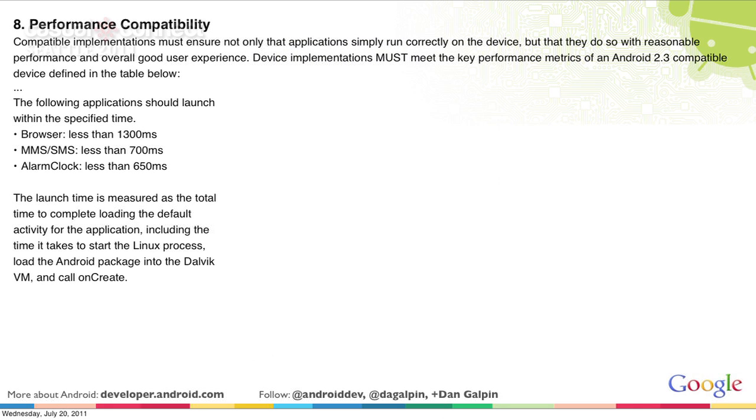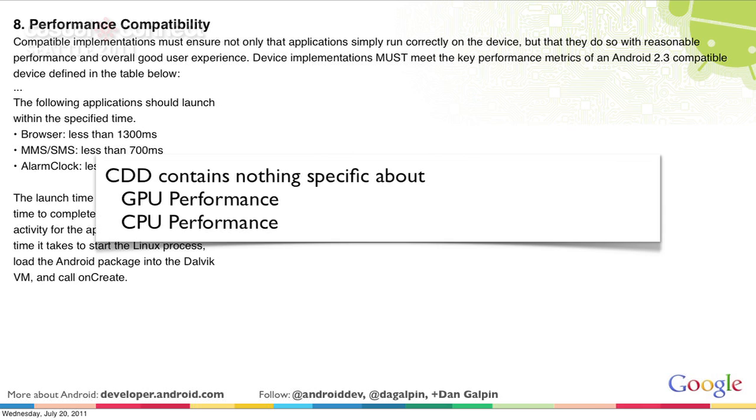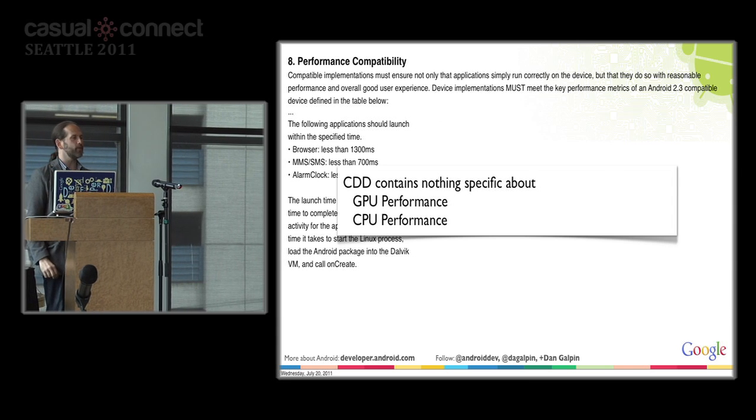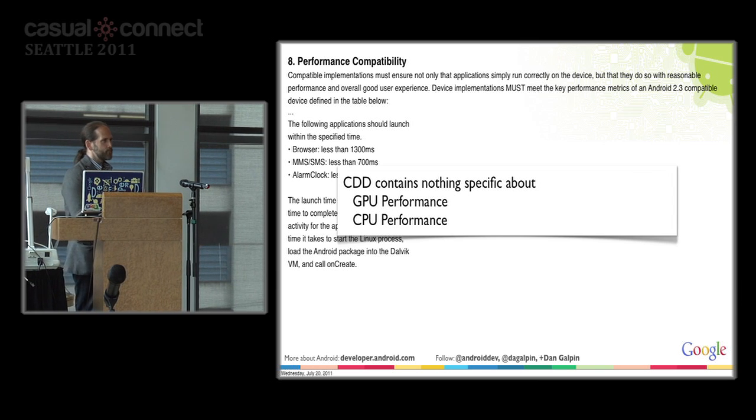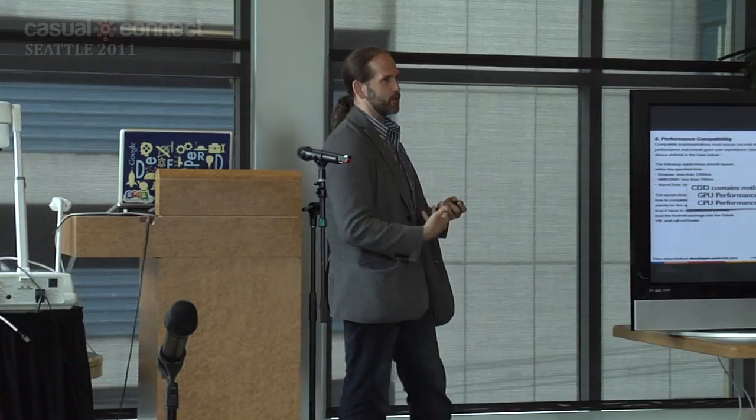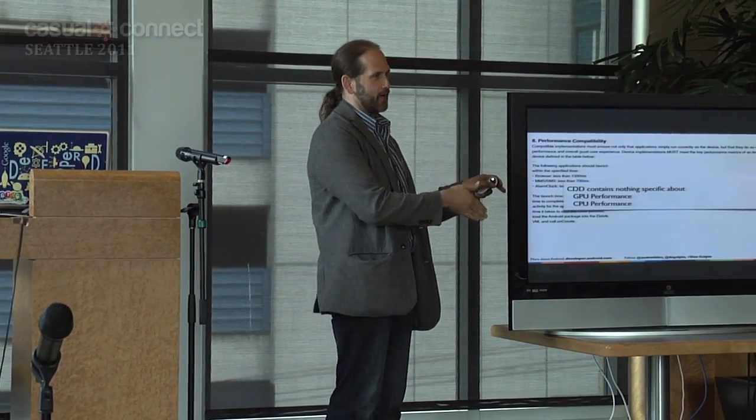So let's talk a little bit about performance. Here is what the entire document for the CDD says about performance, which basically is not a lot. It says that we have to be able to launch the browser at a certain speed. It says that messages have to be responded to within a certain period of time, but it contains nothing specific about GPU and CPU performance. So what does this mean to a game developer? Well, of course, there's not a lot to rely on here.